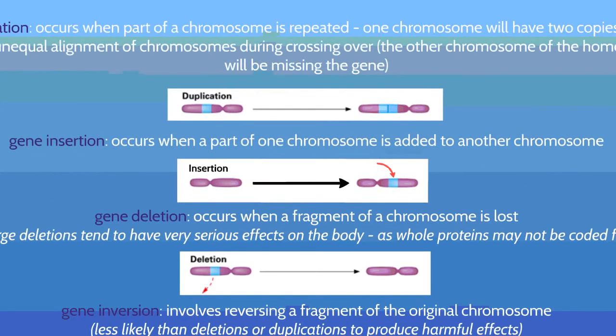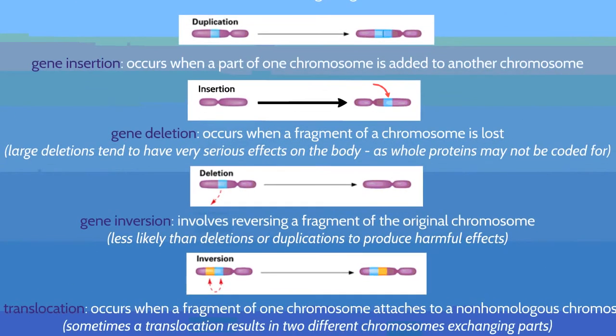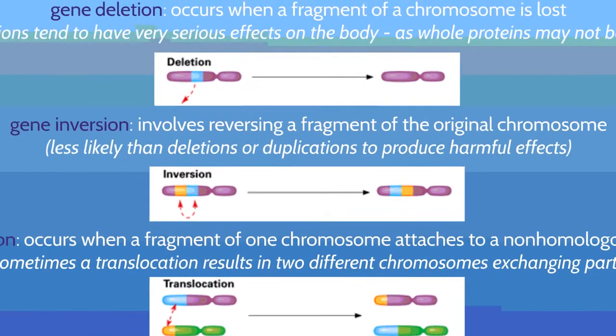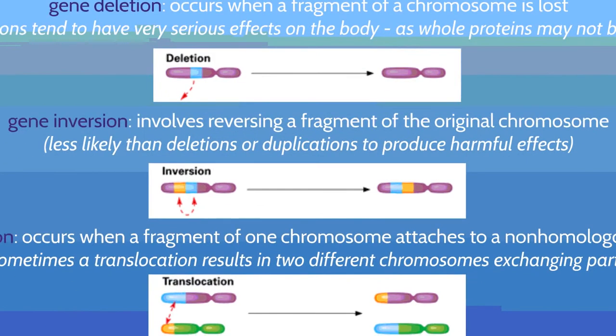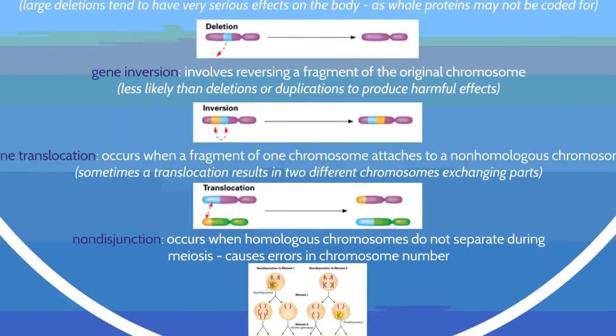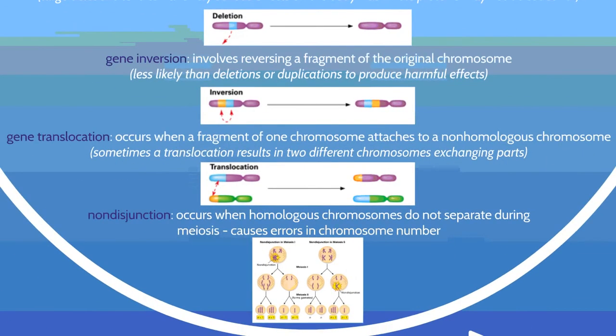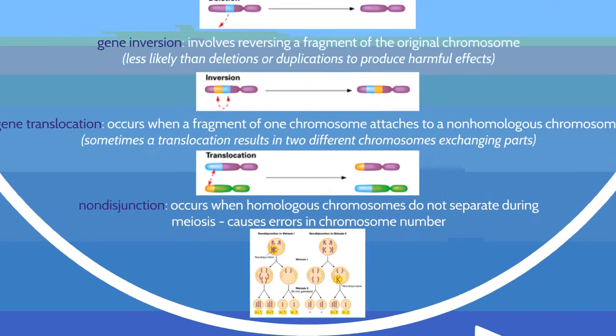Gene deletion, where a gene is actually removed from that chromosome. Gene inversion, where the order of genes is switched. And then there's translocation, where pieces of chromosomes are exchanged between non-homologous chromosomes. And then there's non-disjunction, which happens when your homologous chromosomes do not separate correctly during meiosis. This ends up creating errors in the chromosome numbers in your gametes.